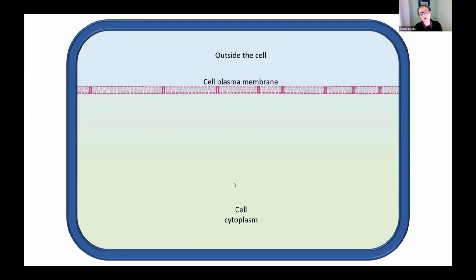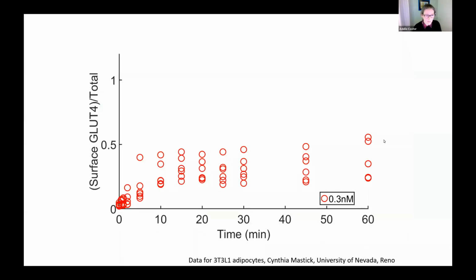Basically what happens is you've got molecules in vesicles that come up to the surface. As they hit the surface, you're going to then be able to visualize them, not necessarily using TIRF. In this case, we're using flow cytometry to actually then count the number of molecules that are on the surface of the cell as they arrive in response to insulin. So as a function of time. And so this is data from my collaborator, Cynthia Mastick, over in Reno. And she's measured as a function of time the surface level of the GLUT4 molecule.